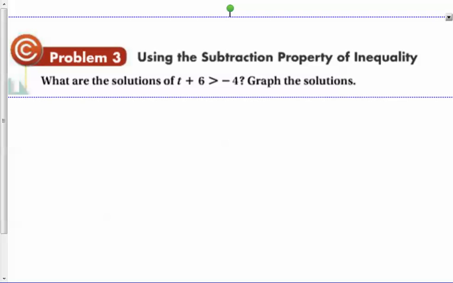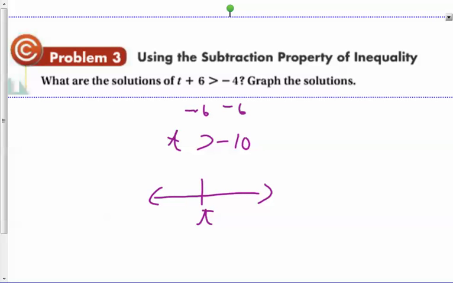All right, subtraction is the same thing. I'm going to take away this 6 from both sides. Now I have t is greater than negative 10. If I graph this solution, I put a tick mark not at t, but at negative 10. I put an open circle and I shade to the right. Why is it an open circle? Because it's greater than. Why is it to the right? Because the arrow is pointing that way and the variable is on the left-hand side.